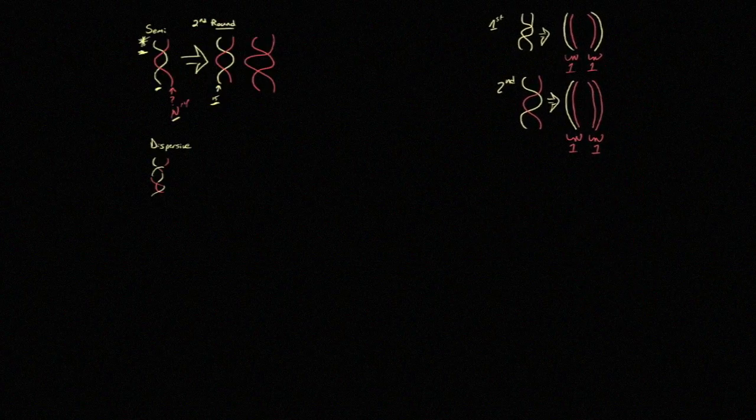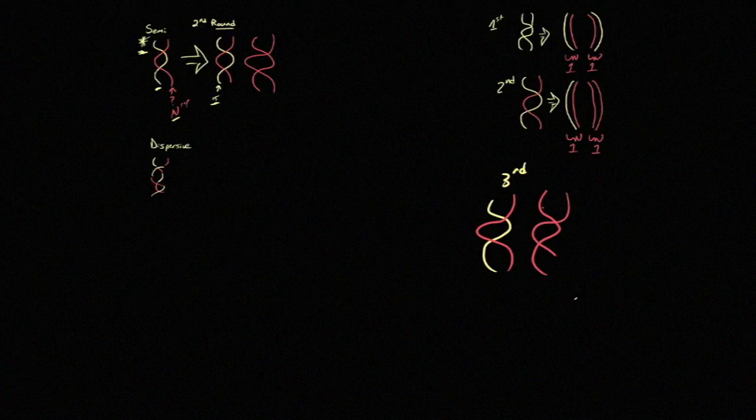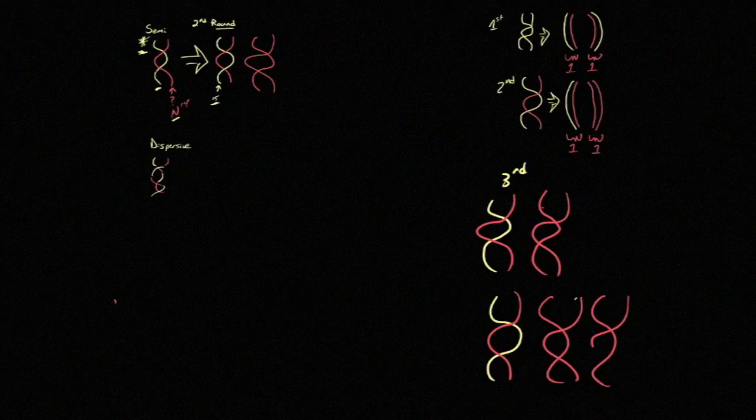So in the third round, if you're going to do a third round, and it would keep going, you're going to start off with two types. You're going to start off with this, and you're going to start off with this. And so when you make copies of those two, you'll end up with 4, right? One like this, and 3 that are what? All nitrogen 14.